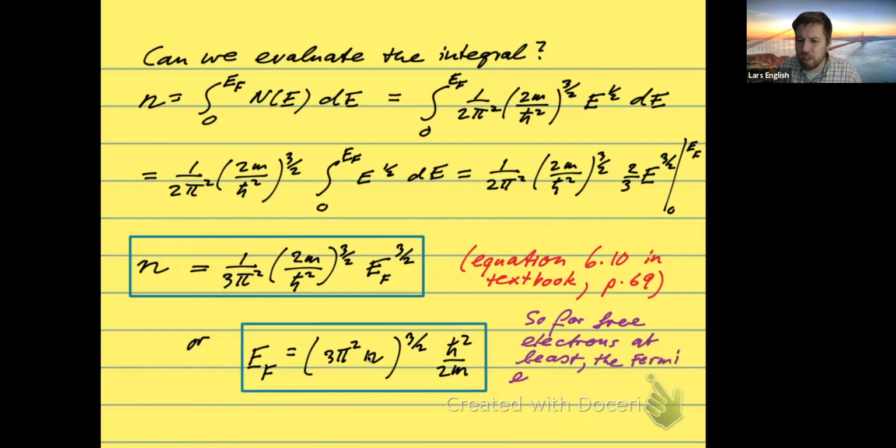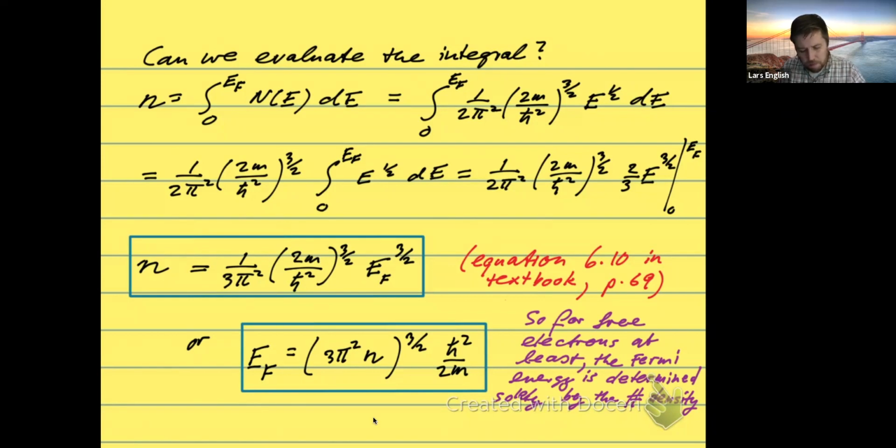So for free electrons, at least, the Fermi energy is determined solely by the number density of electrons, and more precisely, the Fermi energy is proportional to n to the 2/3 power. That's maybe something worth memorizing, that relationship.